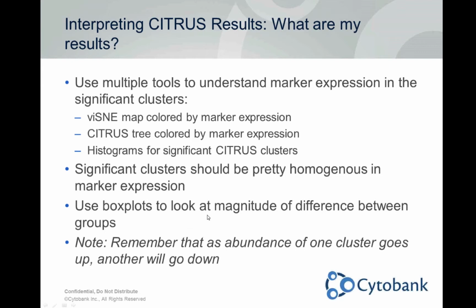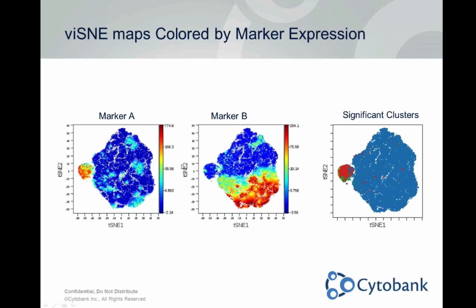Use the box plots that Citrus generates to look at the magnitude of the differences between your groups. Again, it's great if Citrus finds the same magnitude between the same clusters. But just remember that as abundance is looking at essentially percent, if one cluster goes up, other clusters will go down, kind of as a rule, across your total cell population entered into Citrus.